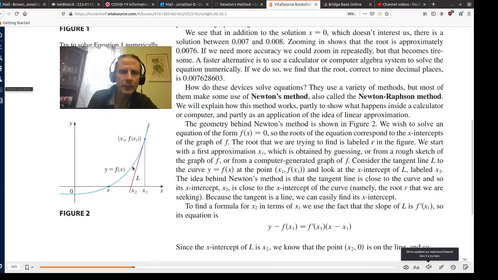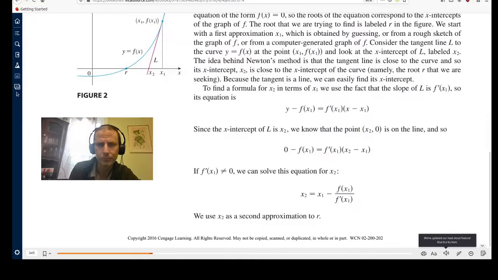And then you can repeat the process for that new point, and you keep on repeating the process, and if things go well, which they don't always, but if things go well, then you'll get a sequence x1, x2, x3, where each term gets closer and closer to the root, and you can go as long as you need to in order to get as close to the root as you need to.